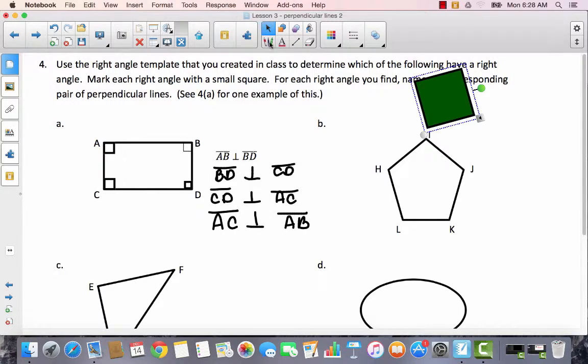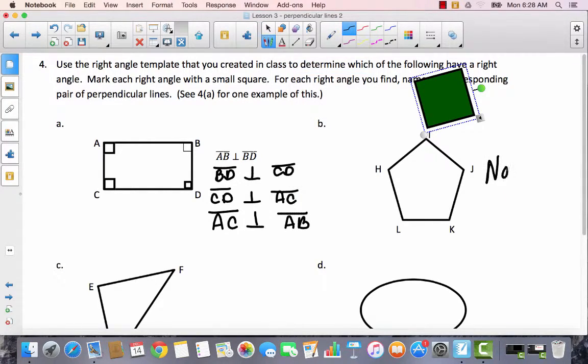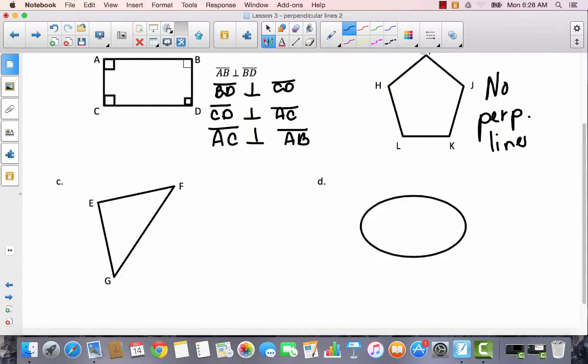So here's what I'm going to write. I'm just going to write no perpendicular lines. And I'm going to abbreviate. There are none in figure B. I don't see any. All right, let's scroll down a little bit.